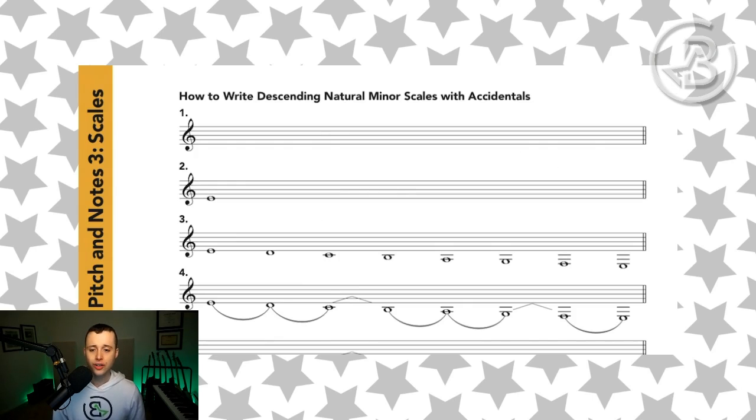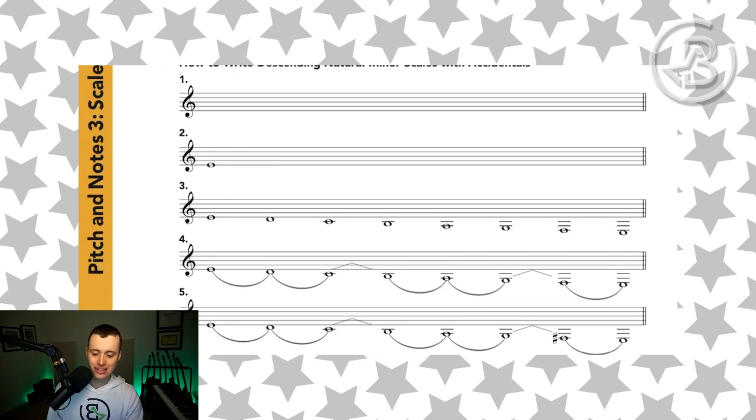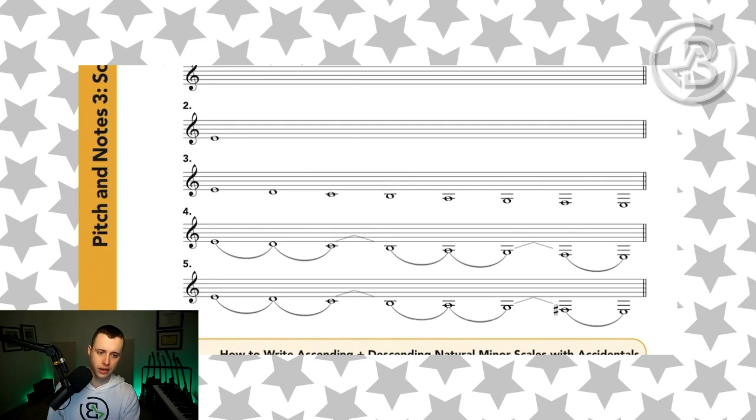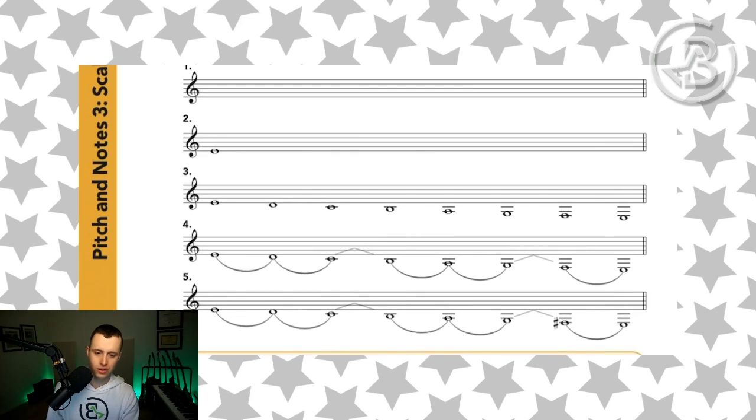In this lesson, you are going to learn how to write descending natural minor scales with accidentals. So we follow exactly the same process as for writing the ascending natural minor scales with accidentals, except obviously we're going to do a descending scale instead of an ascending scale.